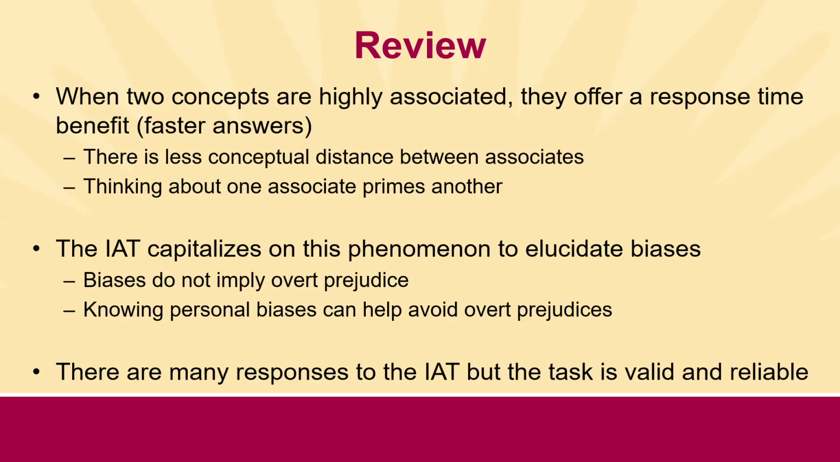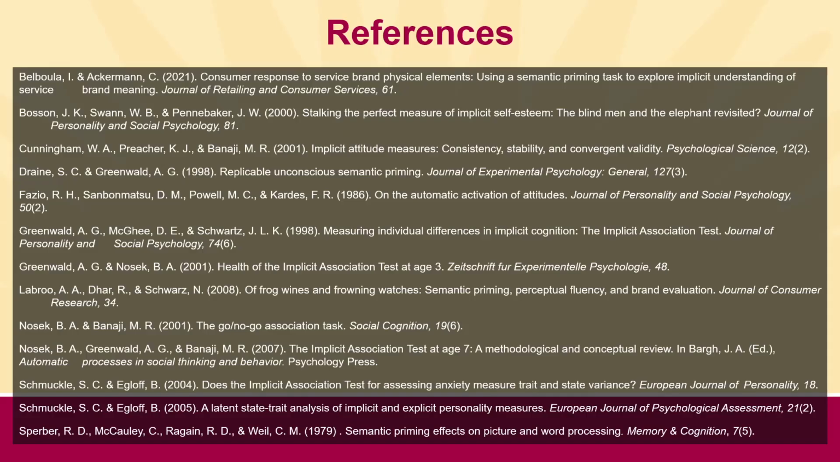The IAT capitalizes on this phenomenon to elucidate biases. But remember, biases do not imply overt prejudice. Knowing your personal biases can help avoid overt prejudices. So quite the opposite. Again, distress is not what the IAT is after. And then if your response is disbelief or disregard, there's a lot of research backing up the IAT as a valid and reliable measure. Here are the references used in this lecture.